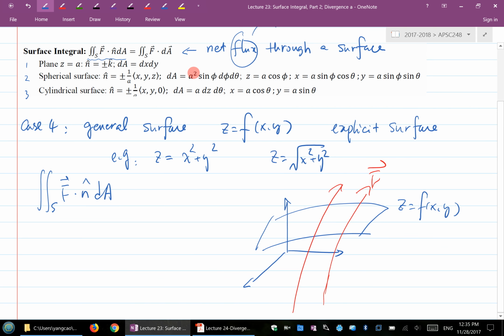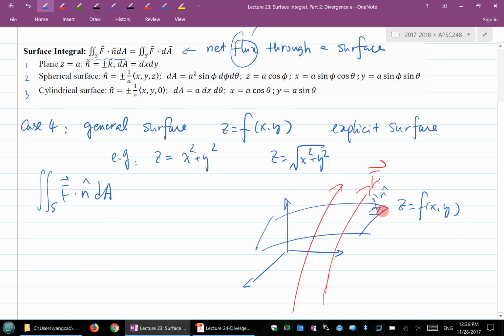If you look at the approach that we did for case 1 to 3, we find the n hat. As you know, the n hat is basically the unit normal vector to the surface, right? So we typically find the n hat, and then we find the dA. We put them together into this surface integral, and then we evaluate.